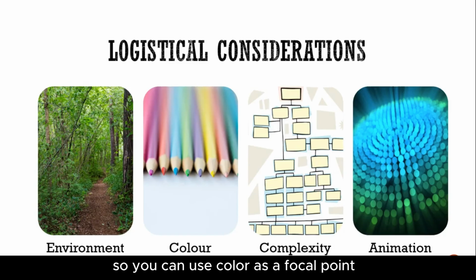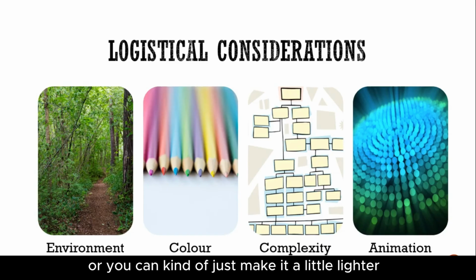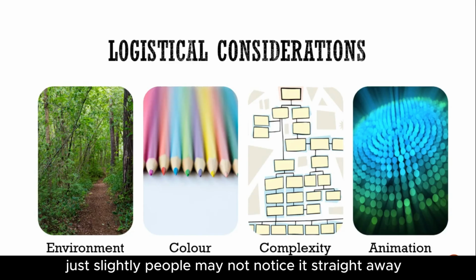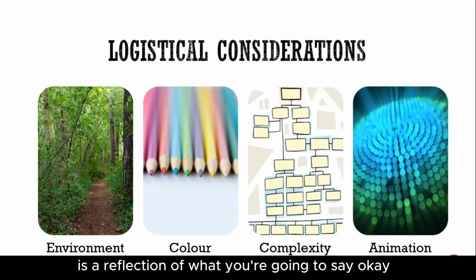So you can use color as a focal point, as a way to, how do I say this, as a way to control where a person looks. For example, let's say you do have text on your screen on the left side. You can make it black, and that's fine. Or you can make it a little lighter, just slightly. People may not notice it straight away. And then have an image on the right that's super bright, okay? And the image is a reflection of what you're going to say, okay?